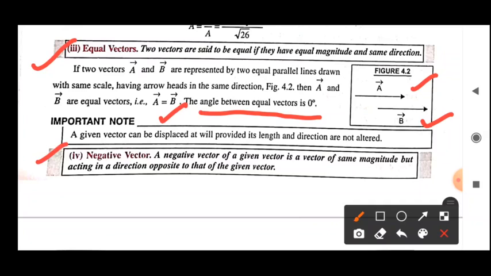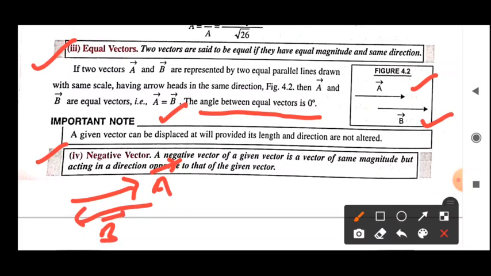Next, the fourth one is the negative vector. The negative vector of a given vector is the same in magnitude but acts in the opposite direction. So suppose one of the vectors is this one, vector A, and vector B is this one.